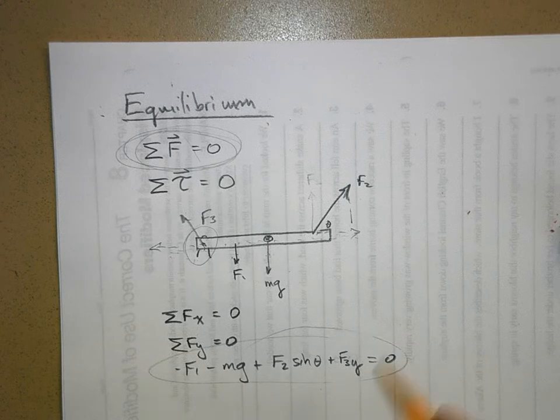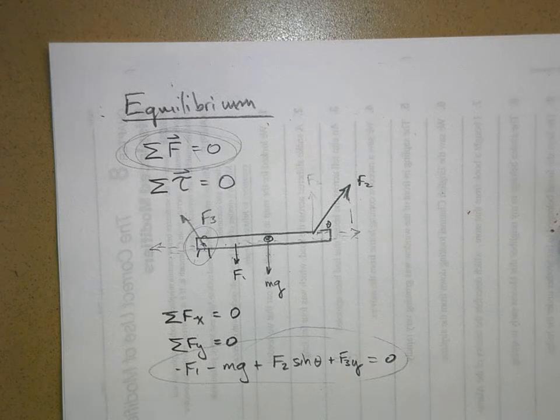But sometimes based on what they give you, maybe F1 is unknown. Maybe they don't give you F1. Maybe they give you F2, but they don't give you F1. And so you've got an equation with 2 unknowns in it.